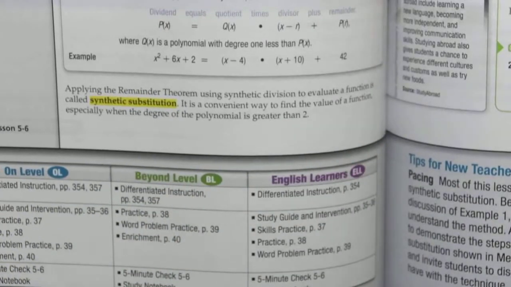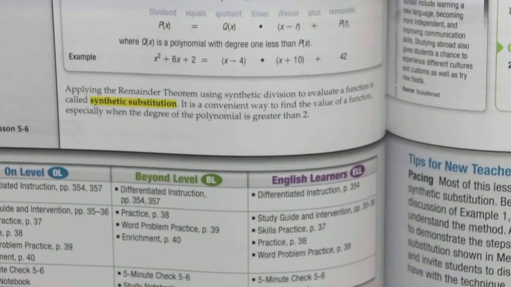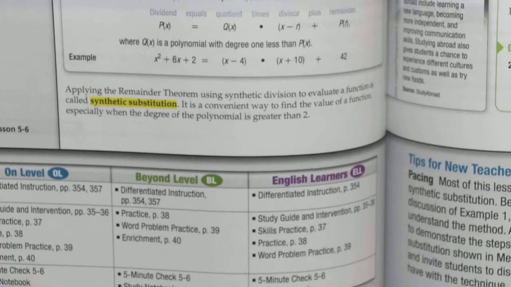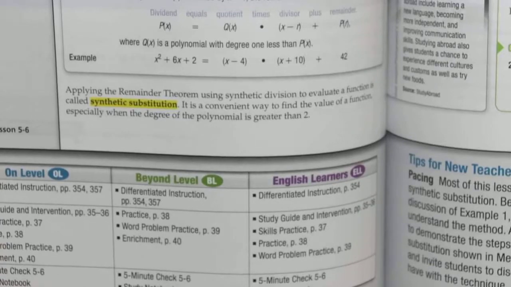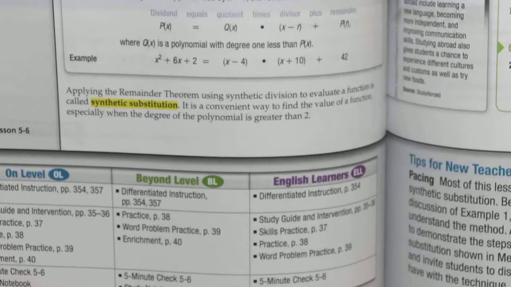So when it gets real hairy, say it's a polynomial where the highest degree term has an exponent of 7, to work all that out, there's a lot of room for mistake. But with synthetic division, even though you can still make a mistake, there's a lot less room for mistake with synthetic substitution using the division. Okay.